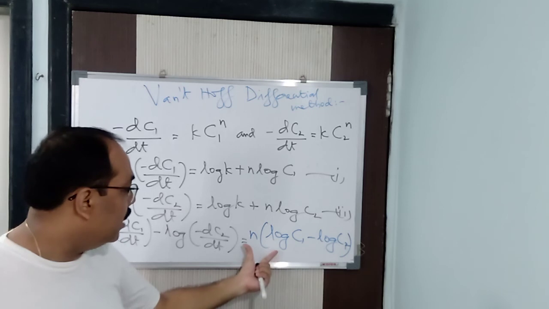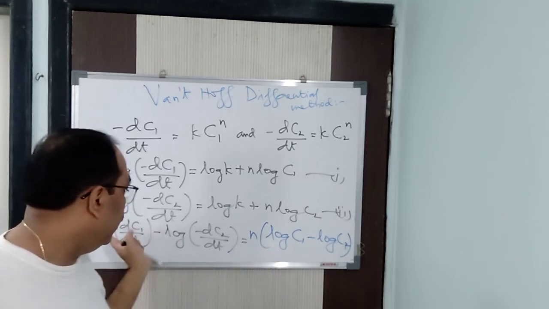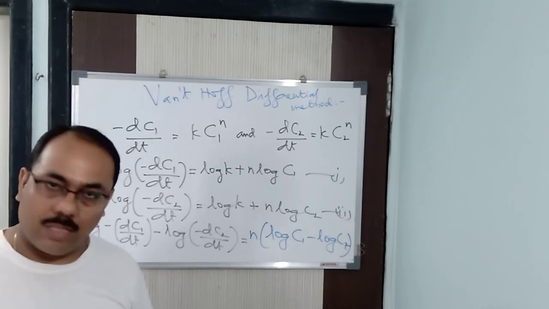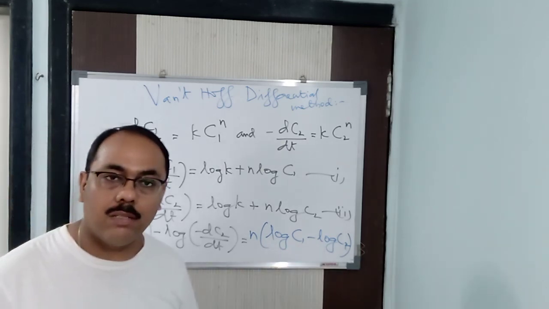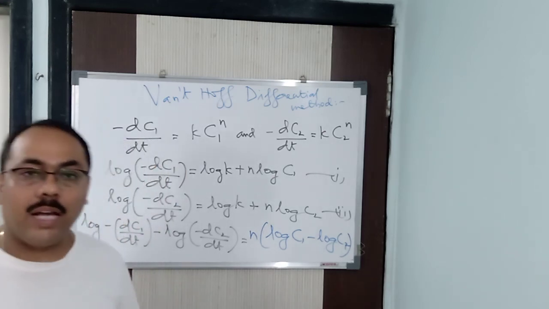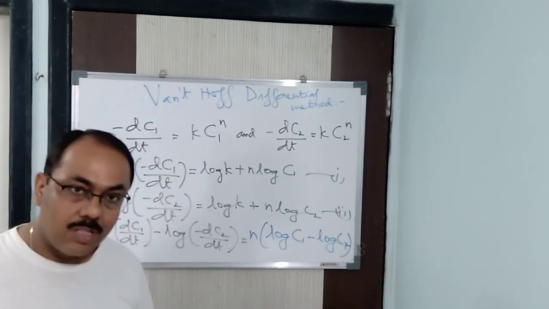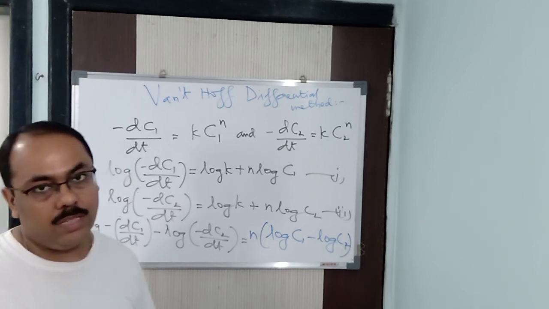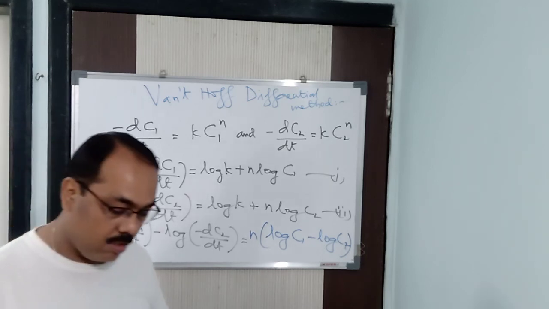So again I repeat, ultimately I have to calculate n. N will be the whole thing divided by log C1 minus log C2, we can say that. If nothing is written, the base is considered to be 10. So by this method, we can calculate for parallel reactions, for reversible reactions, for consecutive reactions, using the Van't Hoff differential method. These are the different ways. This is all about it. Thank you.